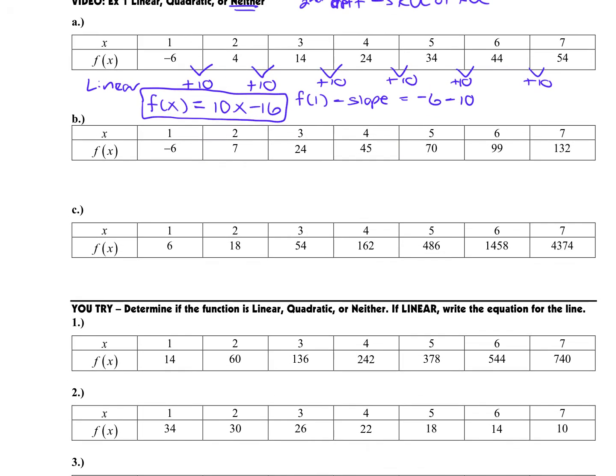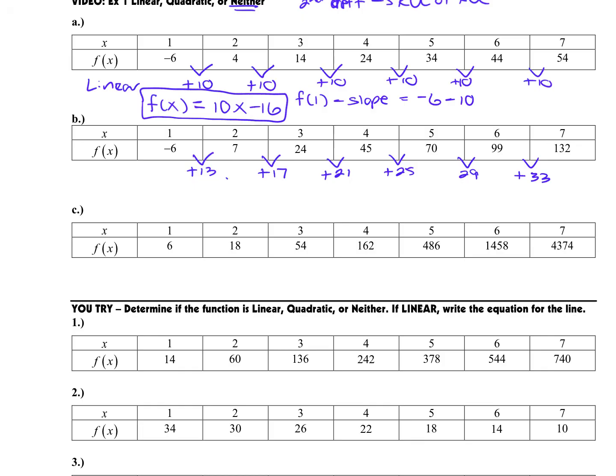The next one that we want to look at is this new pattern. Again, x is across the top, y is across the bottom. We're going to start checking for that common difference. From -6 to 7, I'm going up by 13. You might want to have a calculator handy. From 7 to 24, I'm going up by 17. 24 to 45, I'm going up by 21. If we continue, we'll see I'm going up by 25, up by 29, and up by 33. So we can see that this function does not have a common difference because these values are changing all the way along.